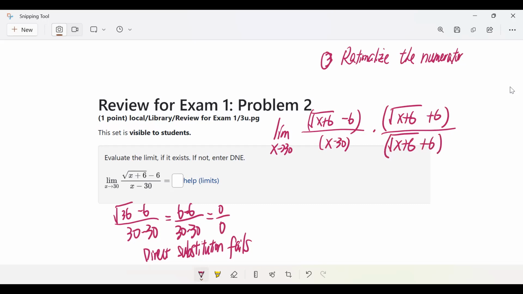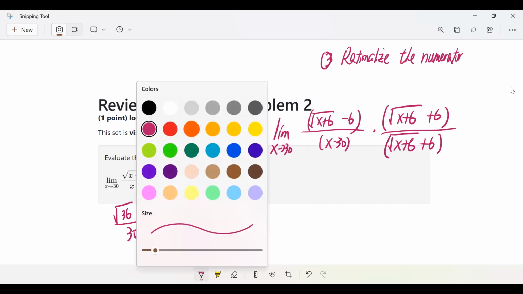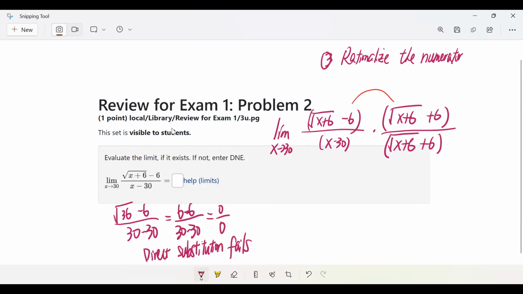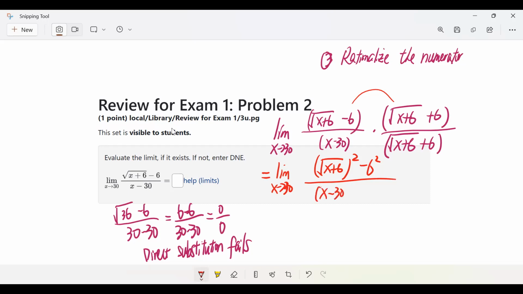Now we basically create what we call this. This is kind of like the difference of two squares, so it's like a minus b, a plus b. So this becomes the limit as x approaches 30 of radical x plus 6 squared minus 6 squared on top. The bottom stays as is.